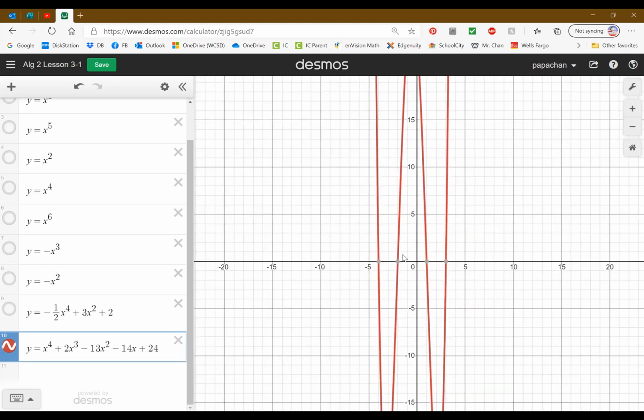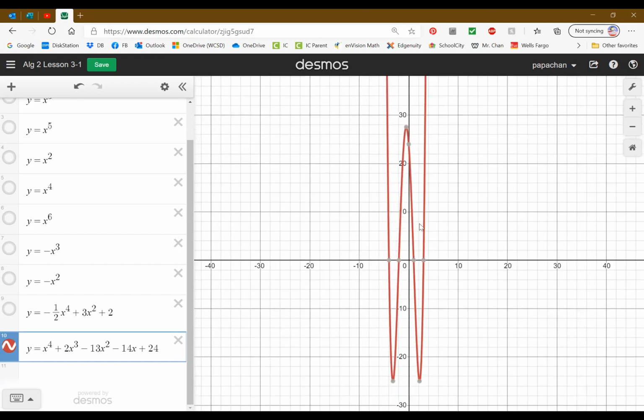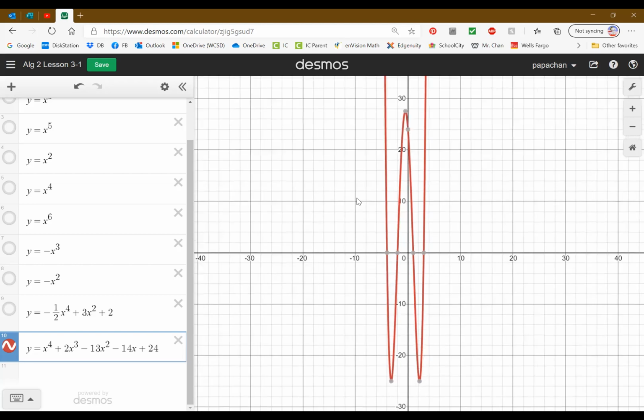They want relative mins and max. They're referring to where the turning points are. So if I click on here, look at that. It's -0.5, 27.563 for my relative max. It's called relative because there's sometimes multiple maxes depending on where you are along the curve. And we have 2 relative mins. One is at -3.193, -25. We'll probably round that. And the other one is at 2.193, -25. Let's go ahead and transfer that information to our notes, and we'll be done.